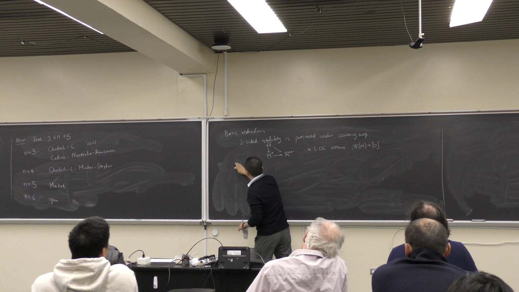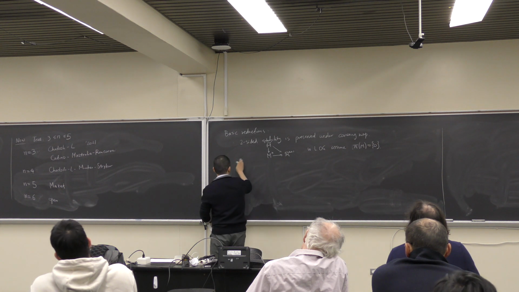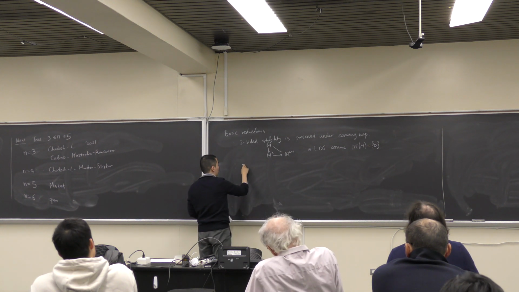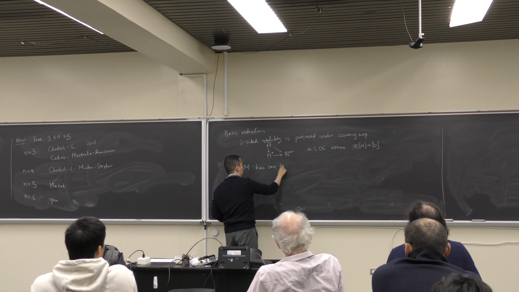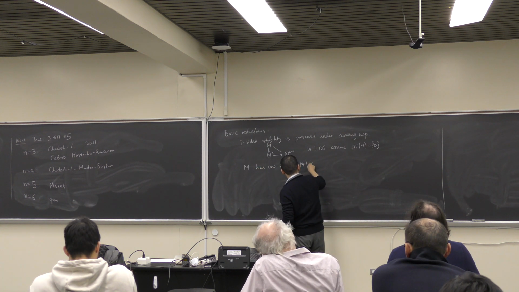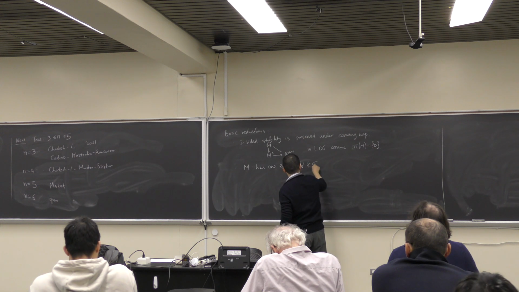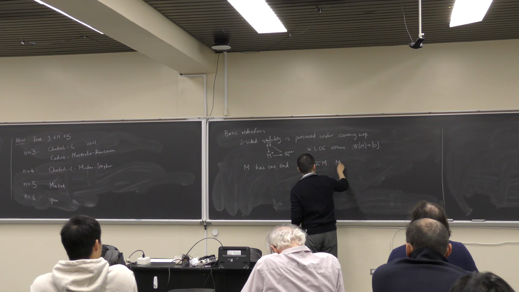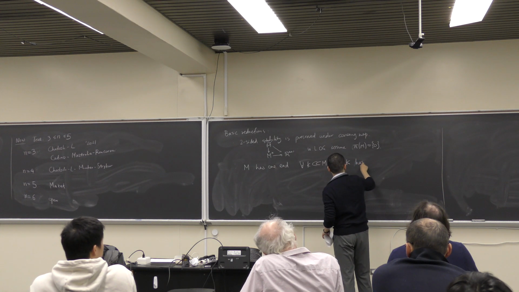Okay. And the second basic reduction we know, well, it's not a reduction, it's rather a property. So M has only one end. In fact, we know a little bit stronger property. So for any compact subset K of M, the complement of it has only one unbounded component.